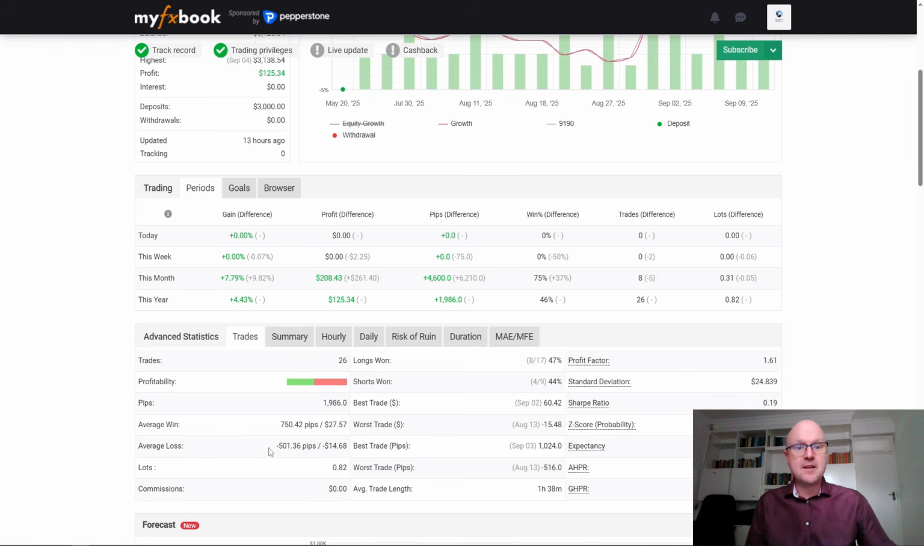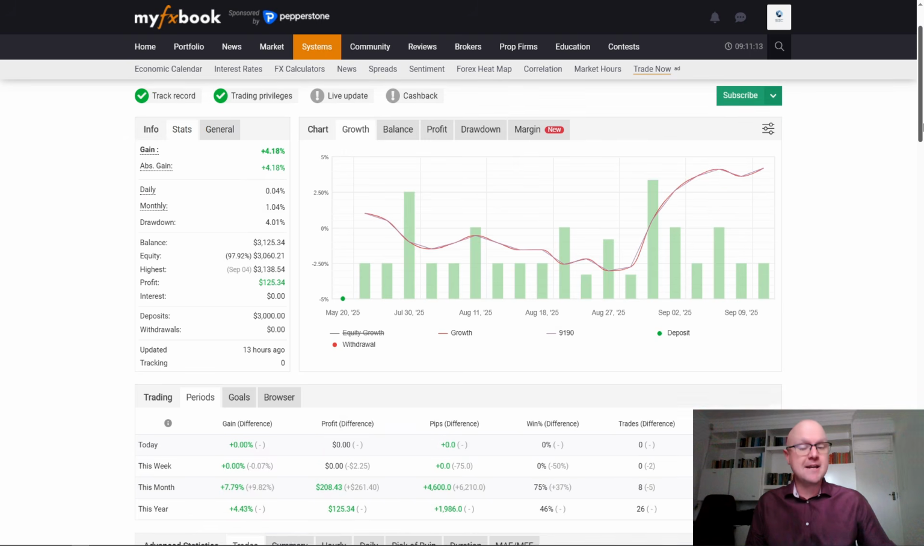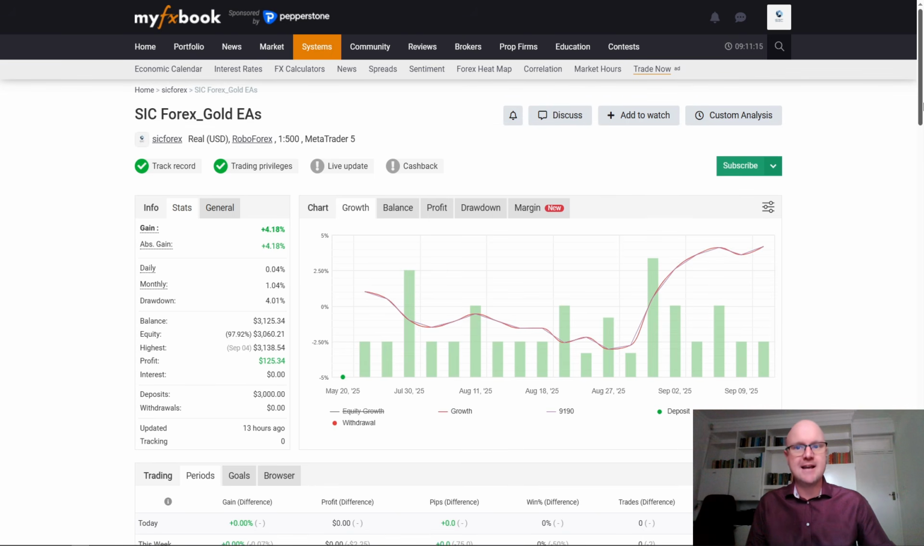So overall, by using what I call my conservative approach to trading gold, it doesn't come with any martingale or grid risk because each trade has a set stop loss and take profit and a positive risk to reward ratio.